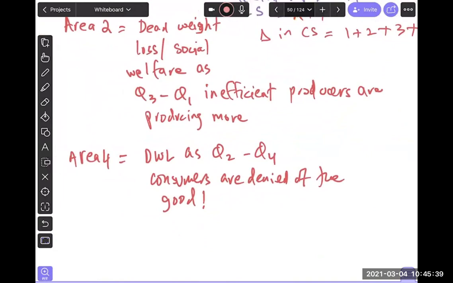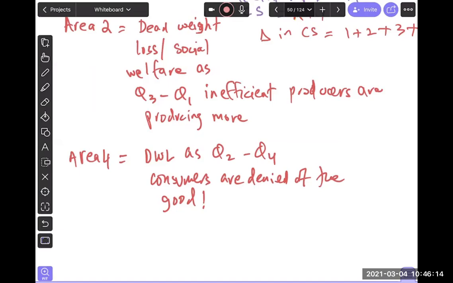Now, guys, from an economic perspective, if you look at tariffs, tariffs are discouraged because of many reasons. Number one, some consumers are denied of the good. Number two, inefficient producers are producing more. Number three, government can make money. It's okay. It will hopefully not use it for bad purposes. But number four is deadweight losses that happen that don't go to anyone.